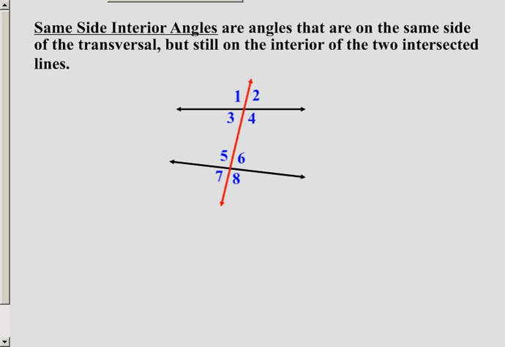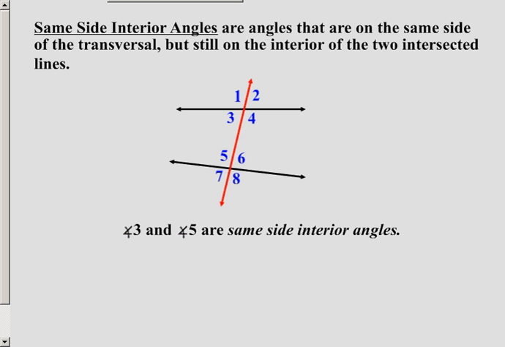Okay, so once again, using the same diagram once more. Same side interior angles will both be on the same side of the red transversal, but still in the interior space between the two black lines. So you can probably guess already one example of same side interior angles will be angle 3 and angle 5. They are on, in this case, both the left side of the red transversal, and they are in the interior space in between the two black lines that our red transversal intersects.